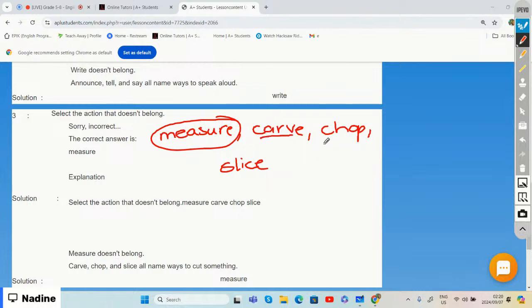But the words carve, chop, and slice basically mean to cut up something. You carve something with your knife, you chop something up with your knife, you slice it with your knife, right? So carve, chop, and slice are words that are related to one another, and it's to do with cutting something or a way in which you can cut something. But measure is totally different, right? So measure doesn't belong. It's not related to those three words, which are carve, chop, and slice. So well done. Measure doesn't belong.